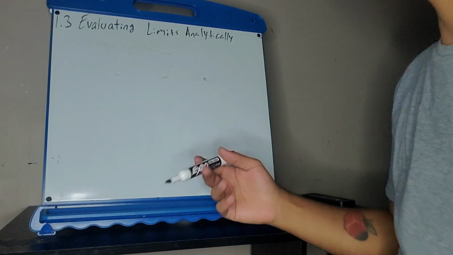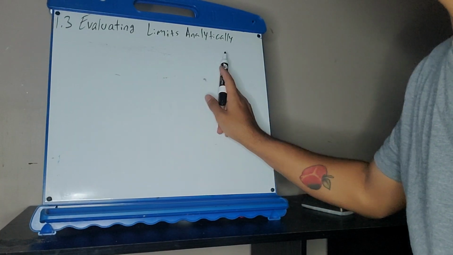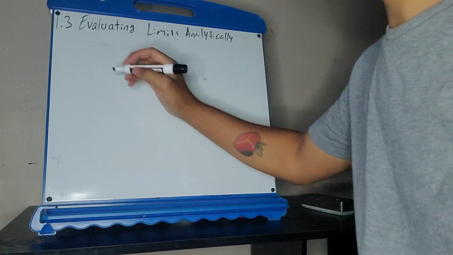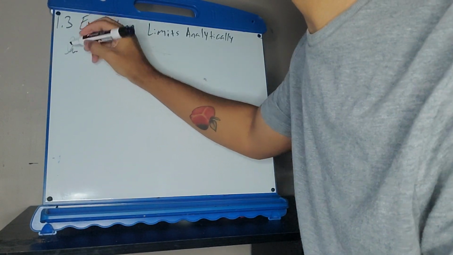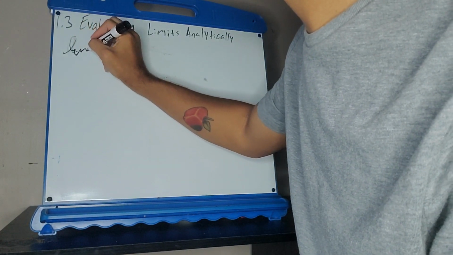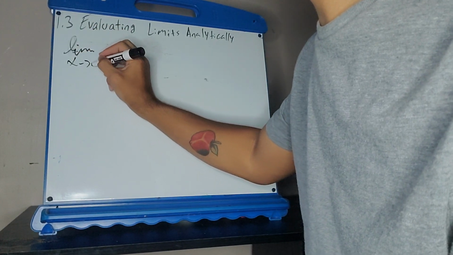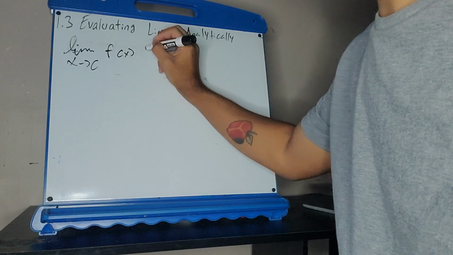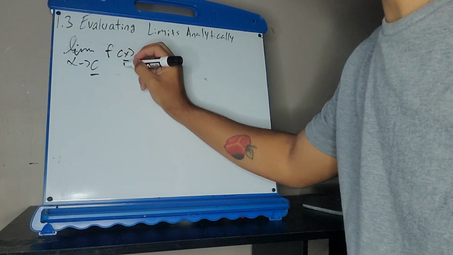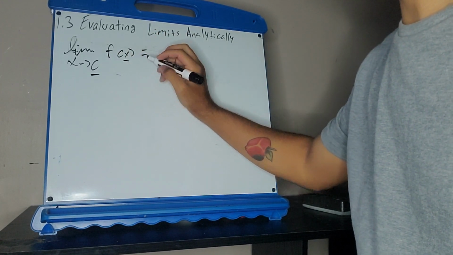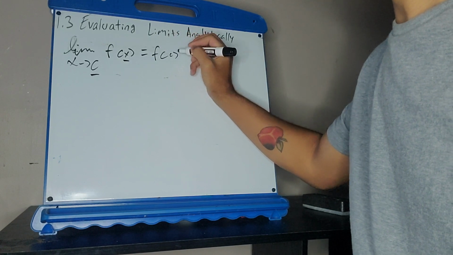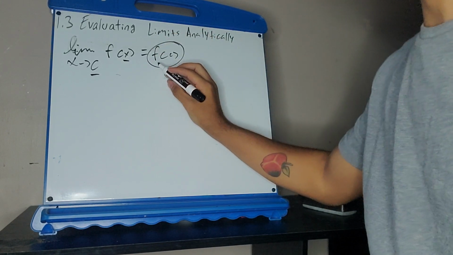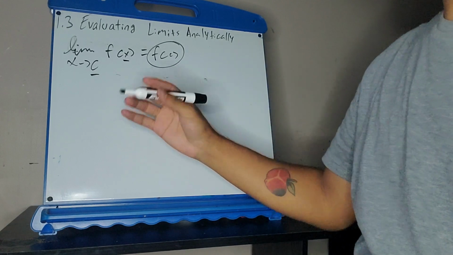Today we'll be discussing how to evaluate limits analytically. Normally, whenever we're evaluating a limit, given any constant and a function, we can have direct substitution from the constant into the function, and most limits can be solved as simply as direct substitution.